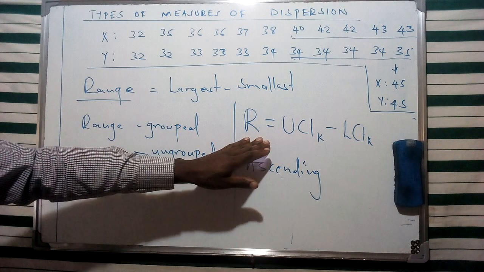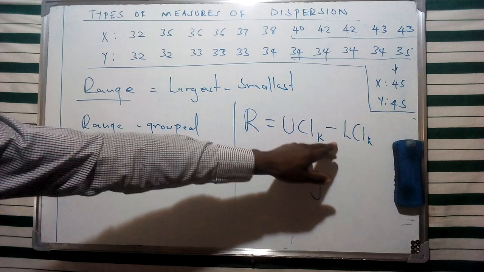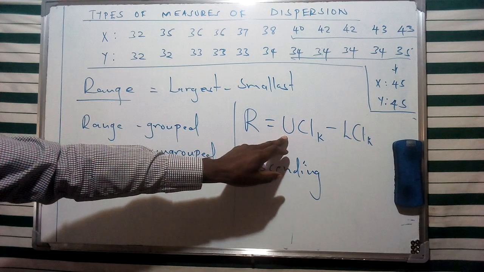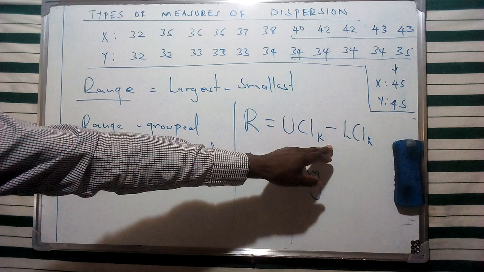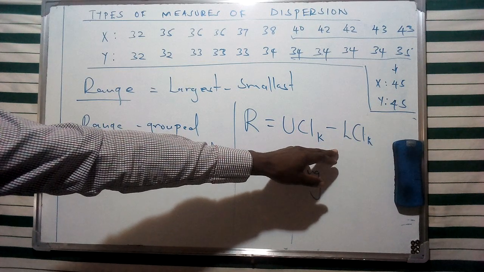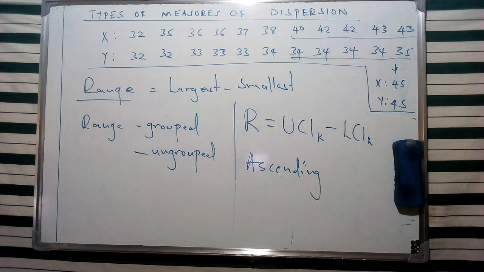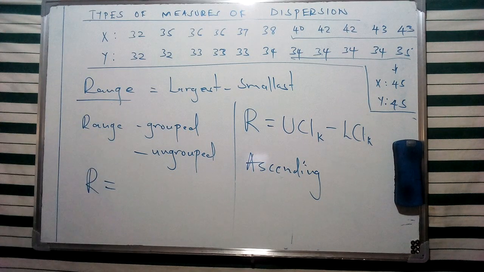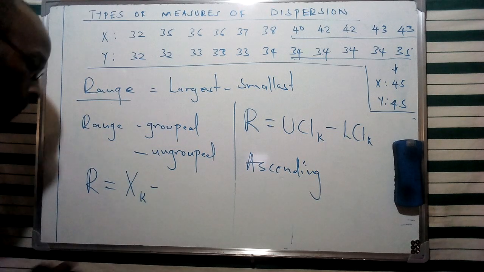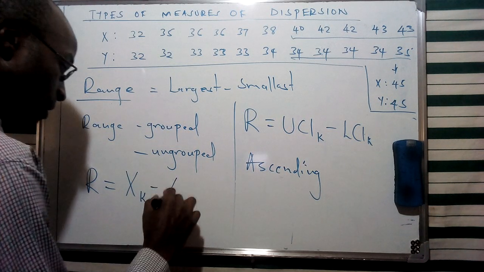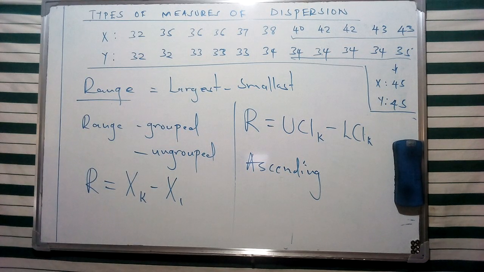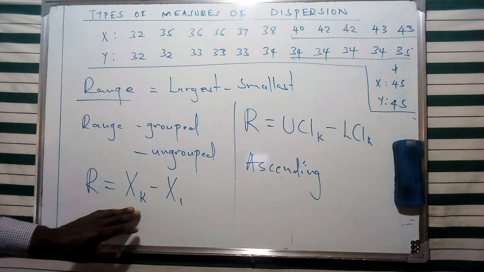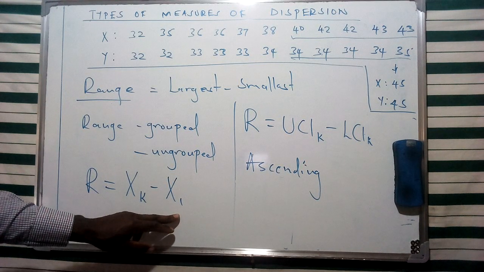So for us to give a range in terms of UCL sub k minus LCL sub 1, this is going to represent the upper class limit of the last class of that specific data minus the lower class limit of the first class of that data, in that particular order. Sometimes we're going to use a specific formula or a general one representing range, and this is given in terms of x sub k minus x sub 1, where x sub k represents the class mark of the last class, and x sub 1 represents the class mark of the first class in that specific case.